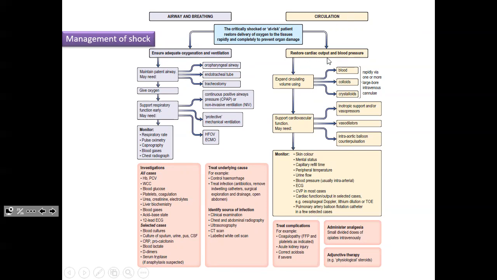For circulation, we need to restore their cardiac output. And for that, they may require blood. They may require blood components, things like fresh frozen plasma and platelets, especially in DIC. They may require colloids and crystalloids. The difference between the two is the type that we are giving. So for example, Ringer's lactate, which is sodium chloride plus other salts, would be an example of crystalloid. Colloid would be albumin.